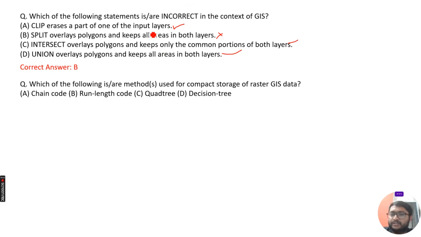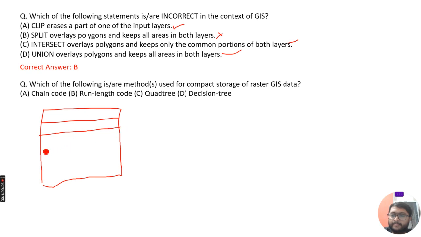Then we have the next one: which of the following is or are methods used for compact storage of raster GIS data? These are kinds of encoding. Quad tree, chain code and run length coding are used for raster data. The decision tree is wrong here; a decision tree is something used in artificial neural networks.